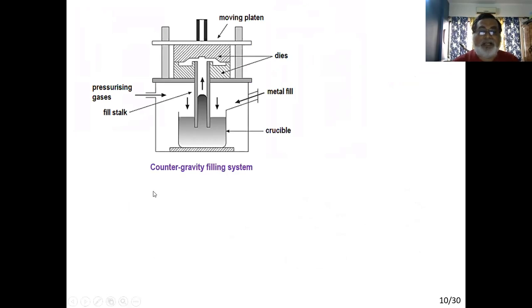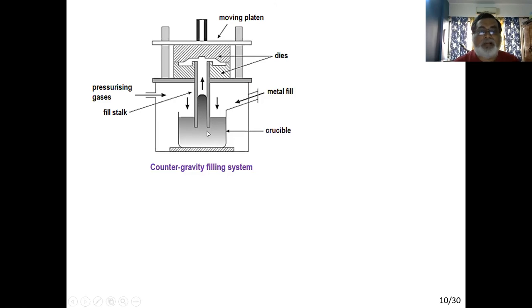There is another special case which we call the counter gravity filling system. In this case, there is no vertical fall of the liquid metal. There is one chamber, and inside the chamber is our crucible. So we put our metal alloys and melt them here. Inside, it could be a vacuum chamber.